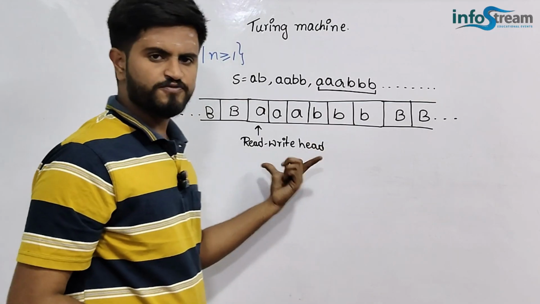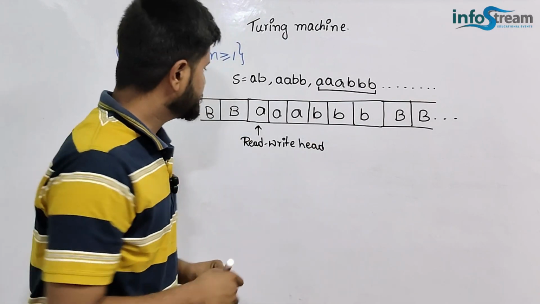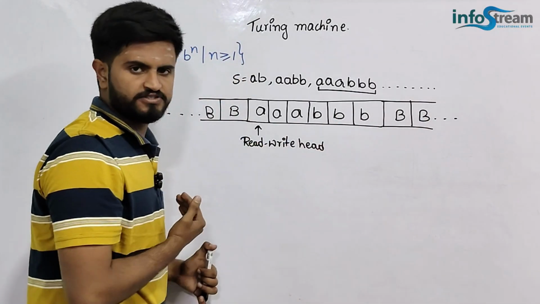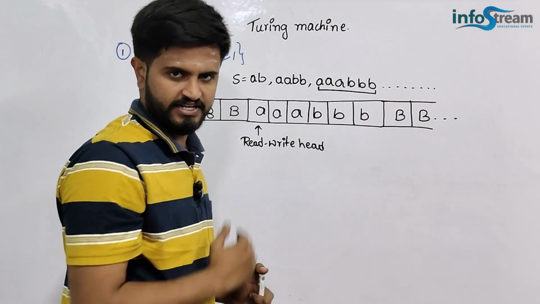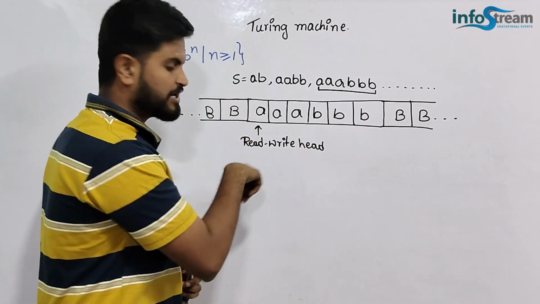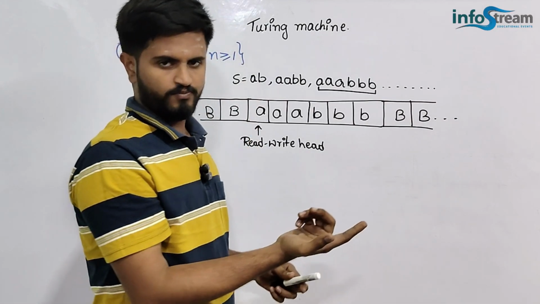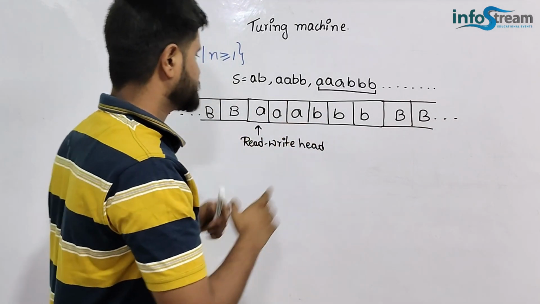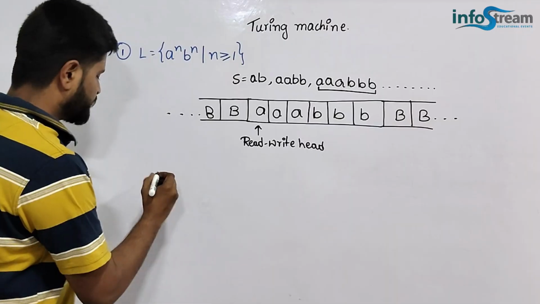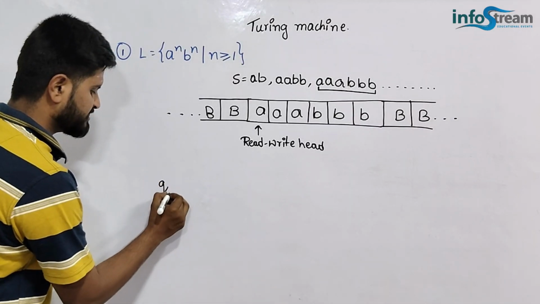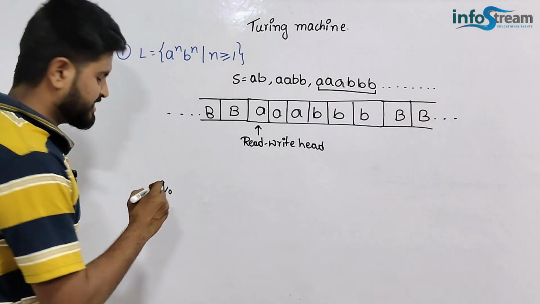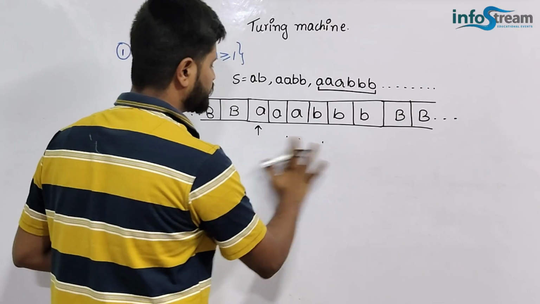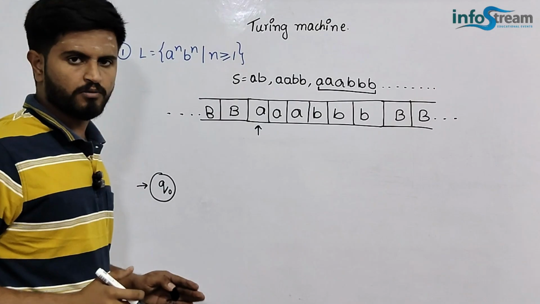If you see the specification of this read write head, it can move towards the right side and towards the left side, that is, in both directions, and it has the capability to change the value. It can change the A value and it can change the B value. Now let's start doing the problem. First we define the states. I define the initial state as Q0. Using the read write head, let's solve the problem.